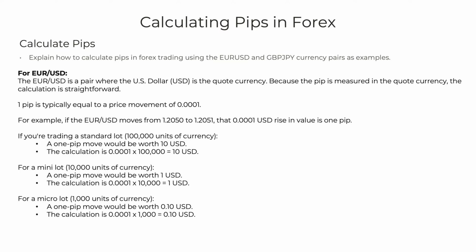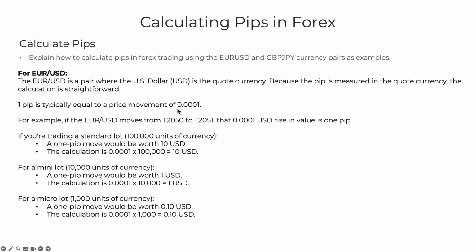Now, understand when you're using pairs, major pairs are considered to be attached to the US dollar. Your minor pairs or exotic pairs are anything other than something attached to the US dollar. Because the pip is measured in the quote currency, the calculation is straightforward. Typically you would have to convert to know exactly how much money you're making, but we'll keep it simple: measure the pips, and just know that your profit will be somewhere around where you expect it to be.